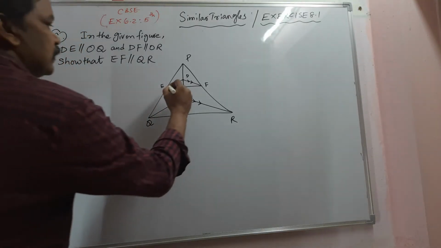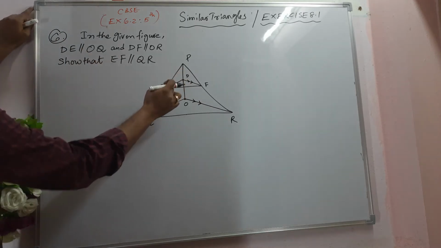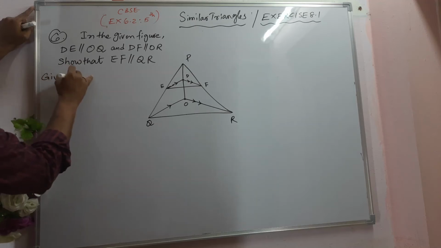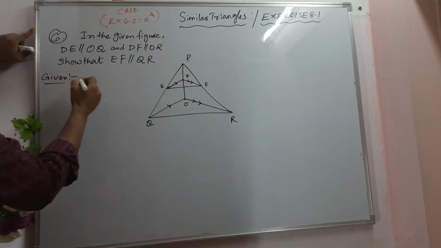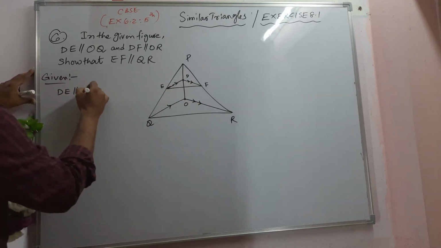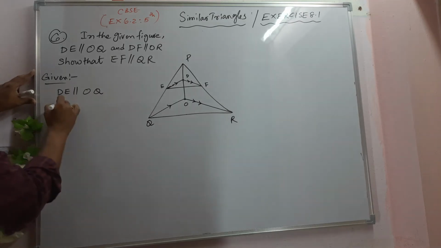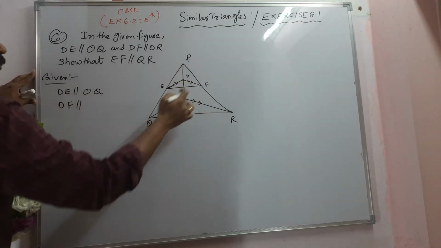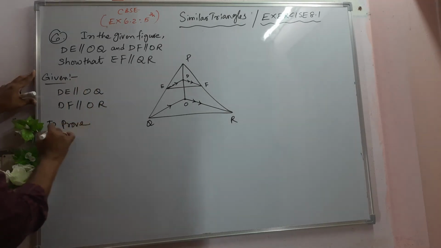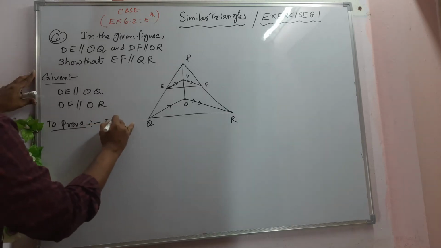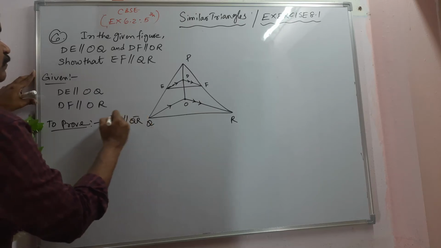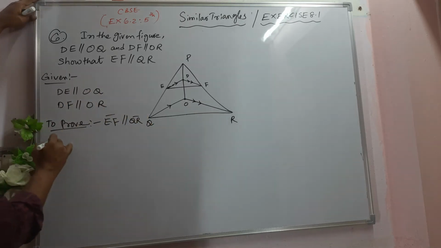See here, DE is parallel to OQ. So, what is given in the statement here? In the figure, DE is parallel to OQ and DF is parallel to OR. And what is to be proved there? To prove: EF is parallel to QR. Okay, coming to the proof.